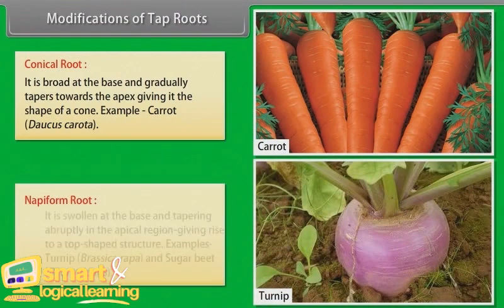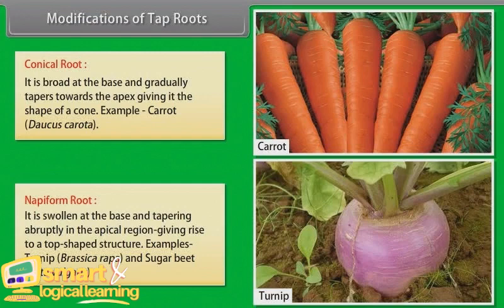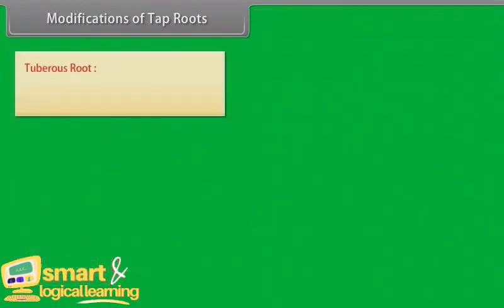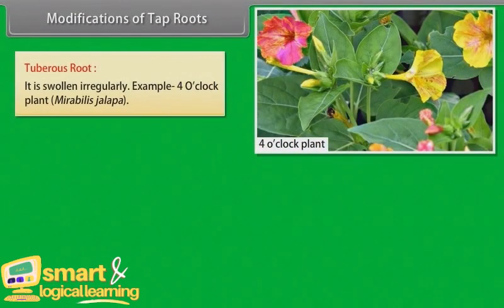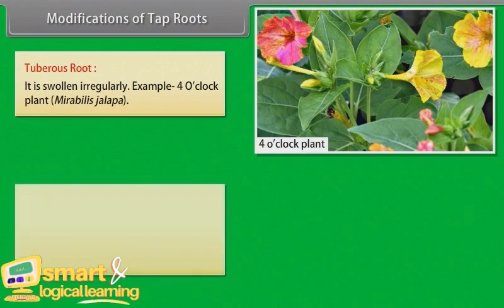Napiform root. It is swollen at the base and tapering abruptly in the apical region, giving rise to a top-shaped structure. Examples, turnip, Brassica rapa, and sugar beet, Beta vulgaris. Tuberous root. It is swollen irregularly. Example, 4 o'clock plant, Mirabilis jalapa.